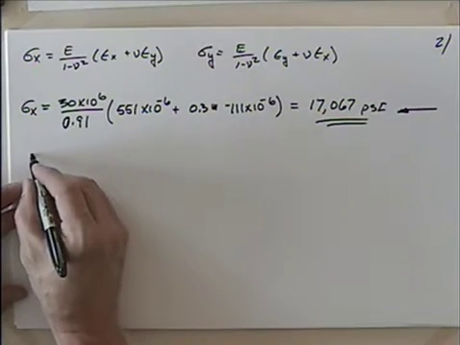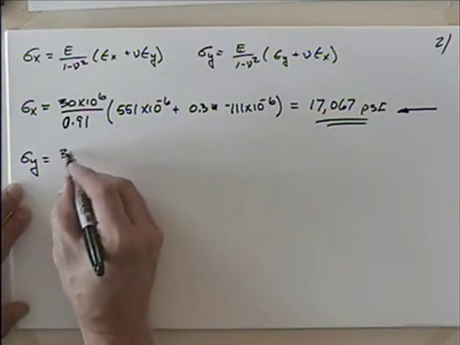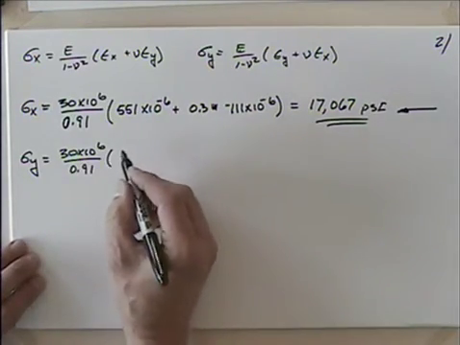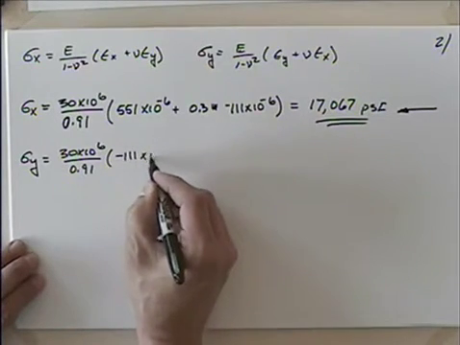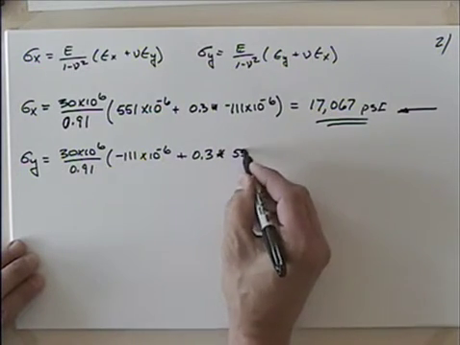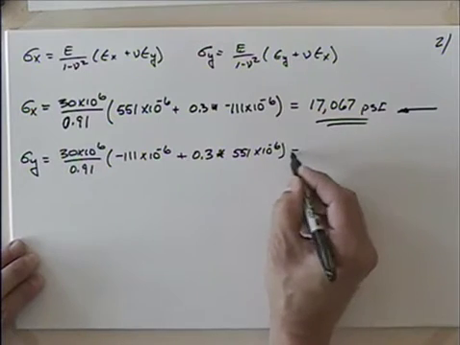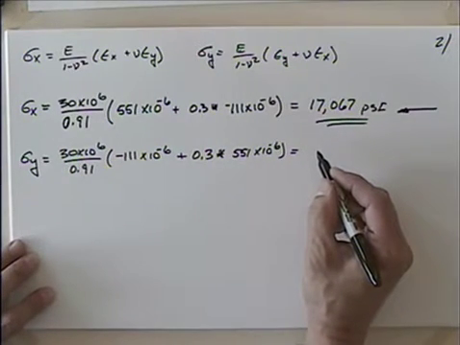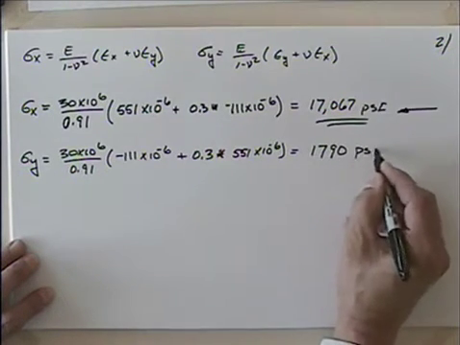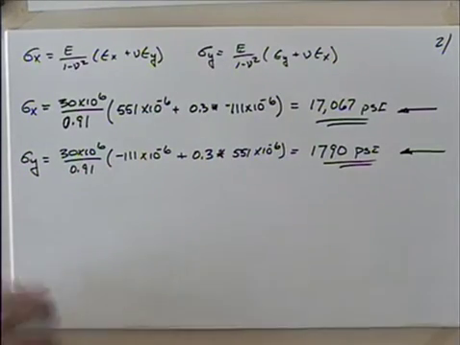Then we do similar work for sigma y. That's going to be 30 times 10 to the 6th divided by, again, 0.91. And now I'm going to have the minus 111 times 10 to the minus 6 plus then that 0.3 Poisson's ratio times 551 times 10 to the minus 6. And that gives us 1790. Yeah. So those are our two values. So I got sigma x at 17,000. I got sigma y at about 1,800 psi.